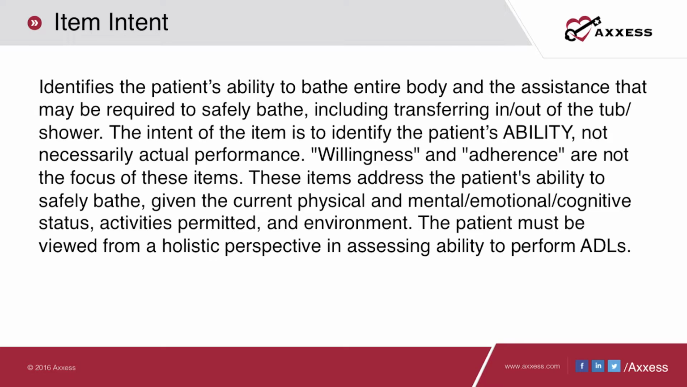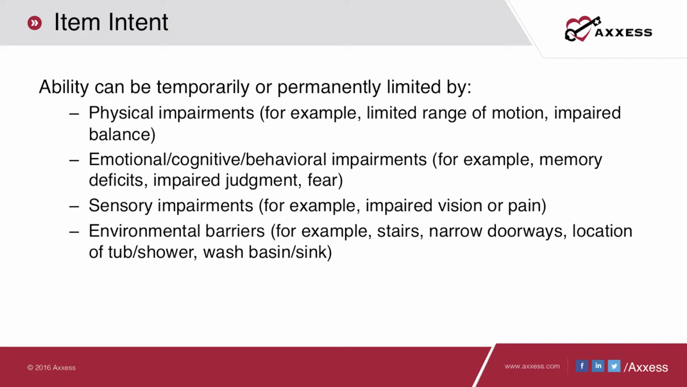The clinician should consider the patient's physical and cognitive limitations as well as the patient's environment. The patient's ability to bathe independently can be temporarily or permanently limited by physical impairments such as balance, emotional impairment such as memory deficits, sensory impairment such as impaired vision, and environmental barriers such as the tub location. No assumptions should be made regarding the equipment that is not present.